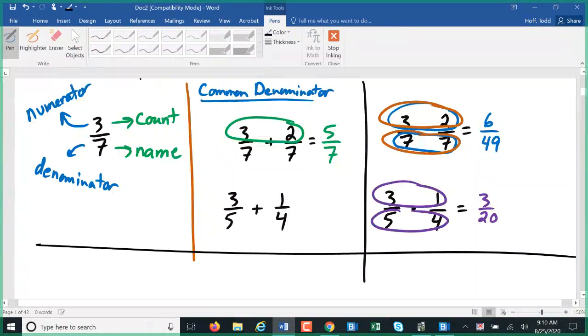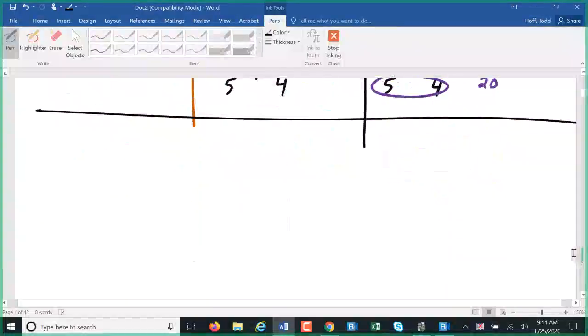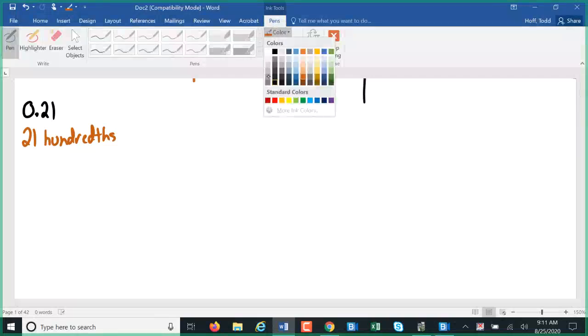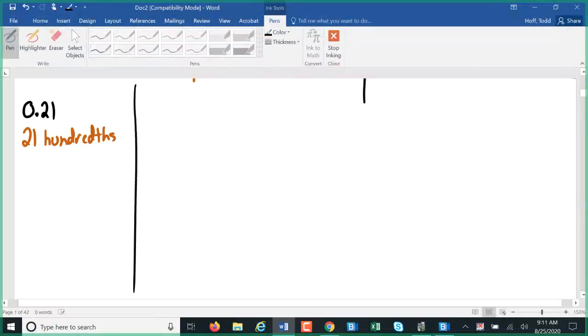All of those special rules we learned for fractions are not special. They're the same rules we had for whole numbers. Let's look at decimals. 0.21. Now the technical way of pronouncing that is 21 what? Hundredths. There we go. And so when we write it like that, it's pretty obvious that there's a count and a name.